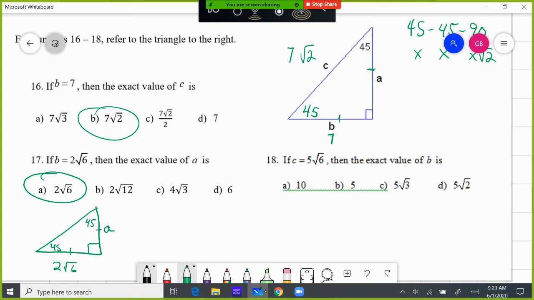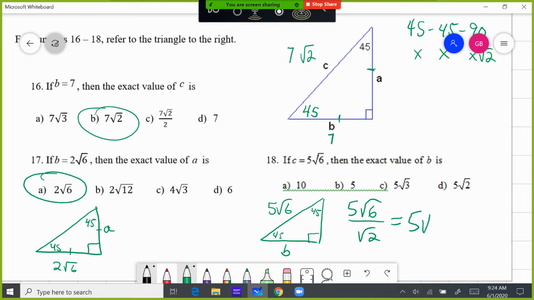For 18, let's draw another triangle. C is 5 square root of 6. Find the value of b. Okay, since I already have the hypotenuse, you're going to do the opposite, which is divide by the square root of 2. And you could go ahead and divide numbers that are inside the radical. This gives you 5 radical 3. Any questions on special right triangles?